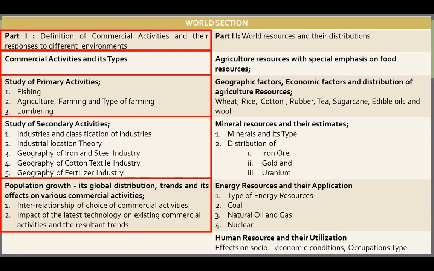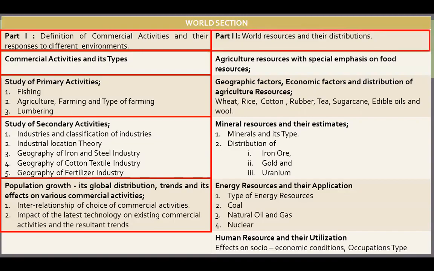Here we learn about the interrelationship of choices of commercial activities, because those people who are living in the tropical region and those who are living in the Antarctic region have different climatic conditions and different physiographic characteristics. So the choice of activities also depends on the location of the area, its temperature, and its environment, whether it's a biotic or abiotic environment. Then the impact of the latest technology on existing commercial activities and the resultant trends.